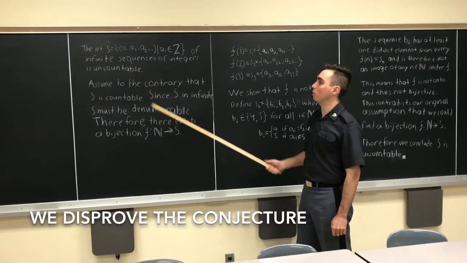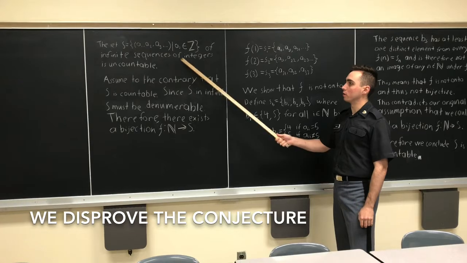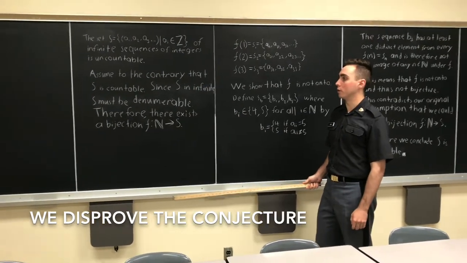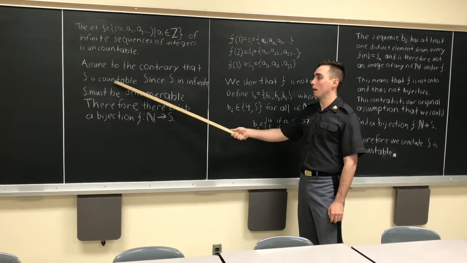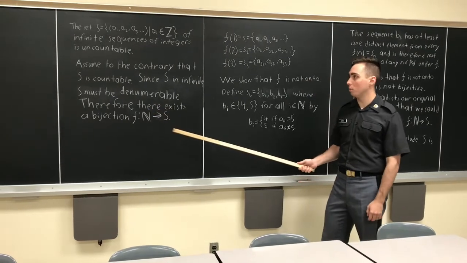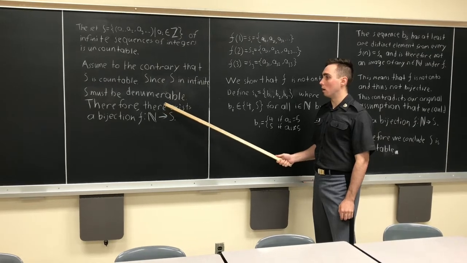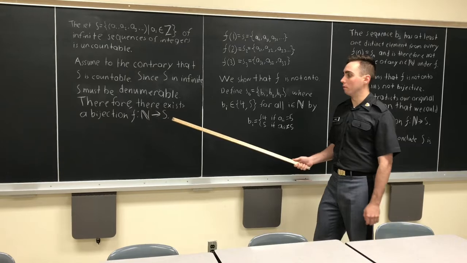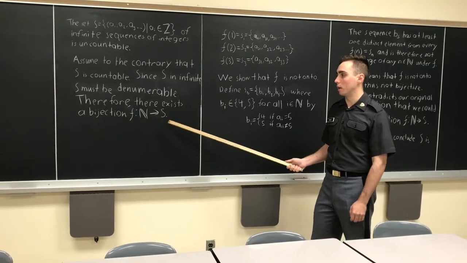We're attempting to prove that the set of infinite sequences of integers is uncountable. To do this, we're going to use a proof by contradiction. So we start by assuming that the set S of infinite sequences of integers is in fact countable. And from that, we can conclude that since the set's infinite, it must be denumerable. And then, therefore, there exists a bijection from the natural numbers to S.